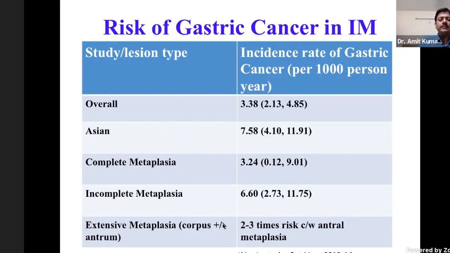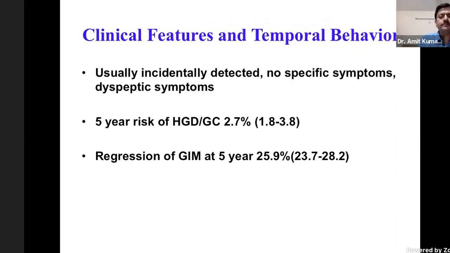If somebody has extensive metaplasia, then the risk is more than somebody who has just got limited metaplasia in the antrum. So if you have a person of Asian descent who's got incomplete metaplasia and extensive metaplasia, the risk of cancer is highest in that particular individual.